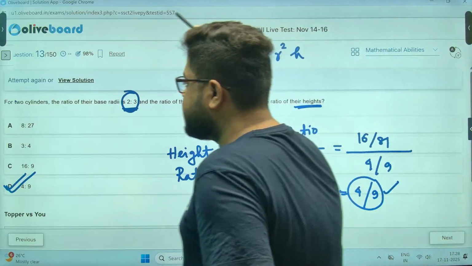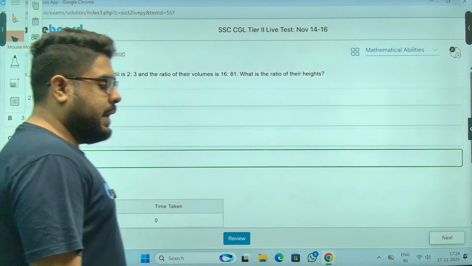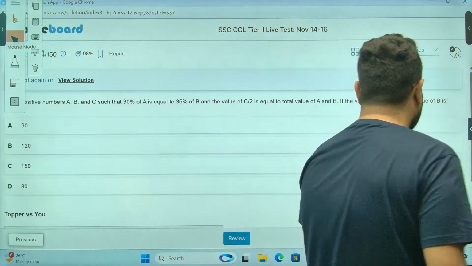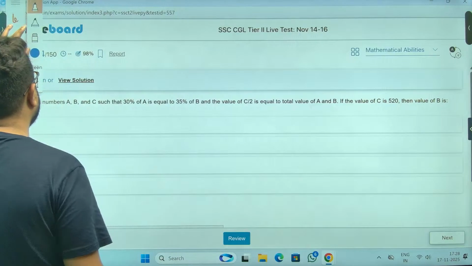I told you this ratio concept you learned is very, very handy. It is definitely very handy, sir. If you understand it, most of the time you don't need to do the whole question.